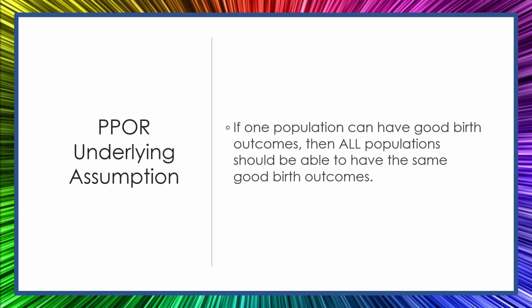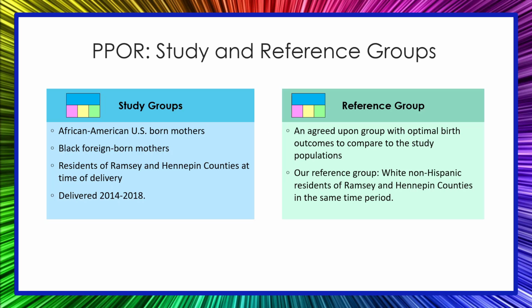PPOR has an underlying assumption, and that is if one population can have good birth outcomes, then all populations should be able to have the same good birth outcomes. For this reason, PPOR compares the study group, the group experiencing the inequity, to a group that has optimal birth outcomes. The group with optimal birth outcomes is called the reference group.